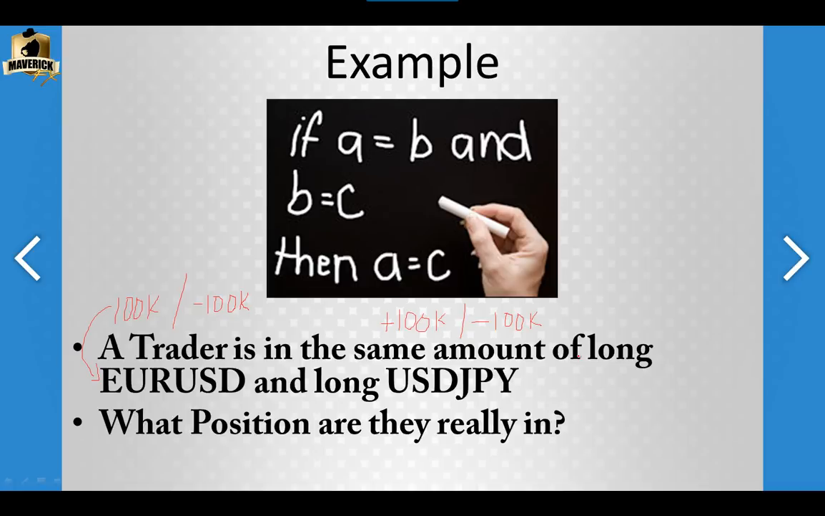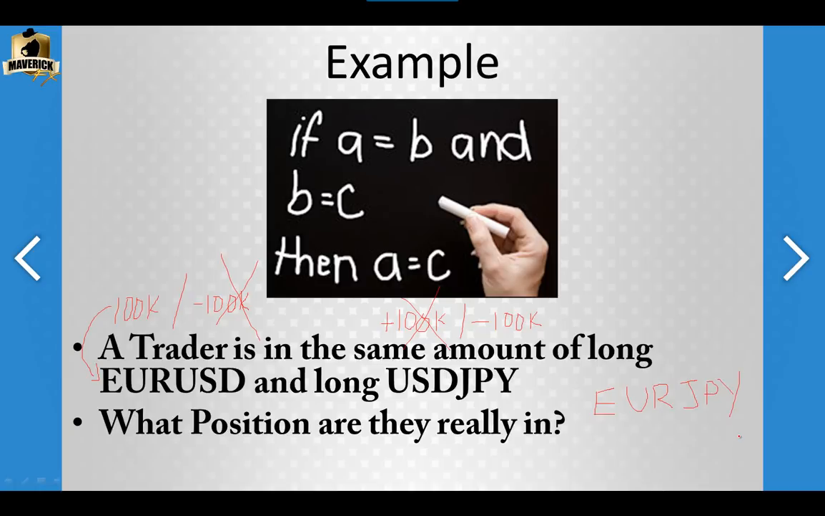So if this trader is long euro dollar, so long 100,000 euros, short $100,000, and they have another position where they're long $100,000 and short 100,000 yen, what position are they really in? This trader, cross out this, this trader is simply in euro yen. Look at that. This is the position they're in. It's euro yen.